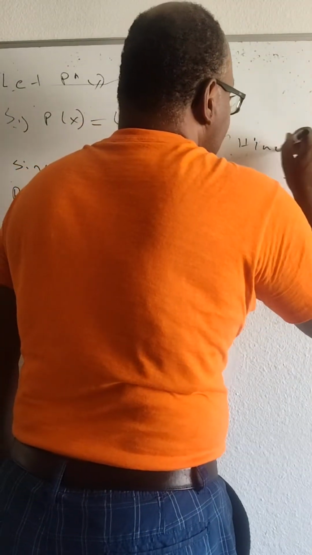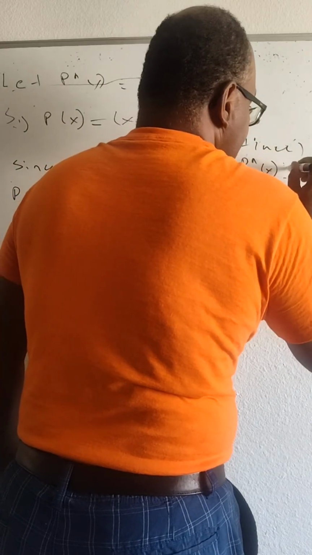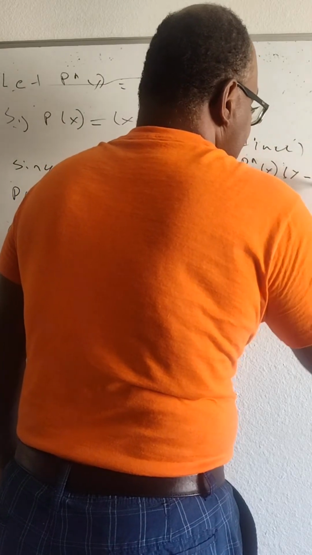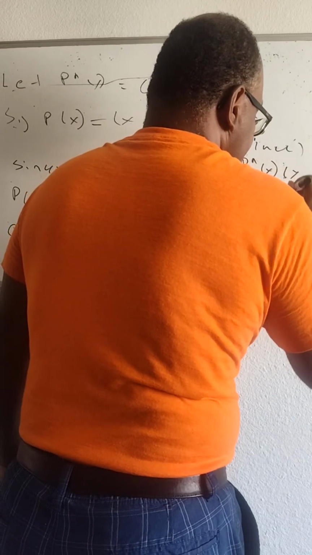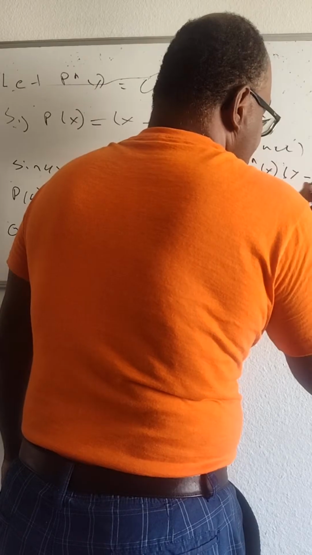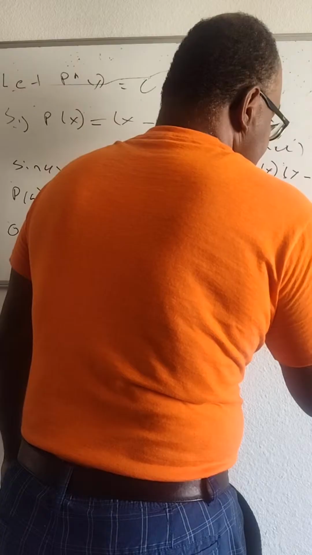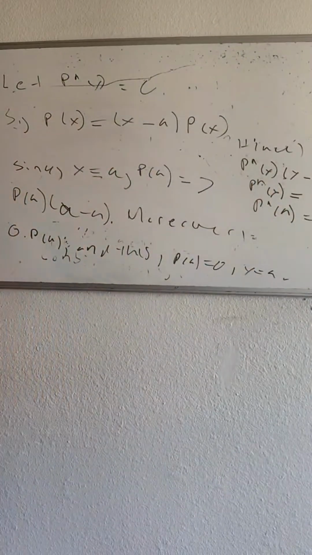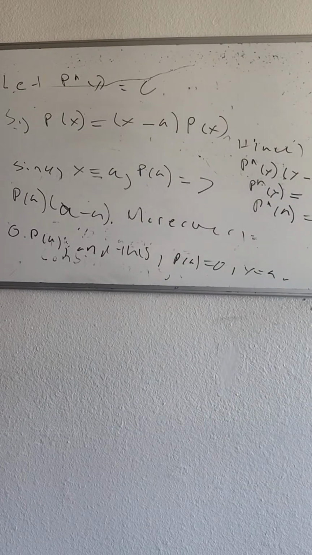Hence, P_n(x) with the factor (x minus a) is indeed P_n(x), and P_n of some number a gives you 0, period. So that's our proof of the zero factor theorem.